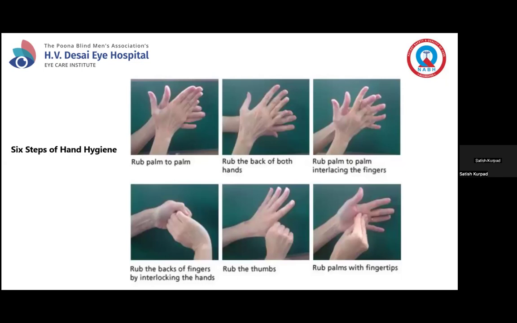You can see the 6 steps of hand hygiene. First step is to rub palm to palm. Second is rub the back of both hands. Third is rub palm to palm, interlacing the fingers. And fourth is rub the back of the fingers by interlocking the hands. Rub the thumbs and rub palms with the fingertips.